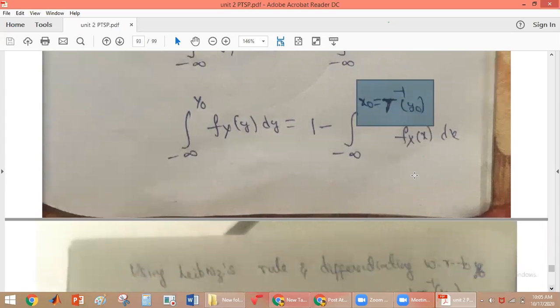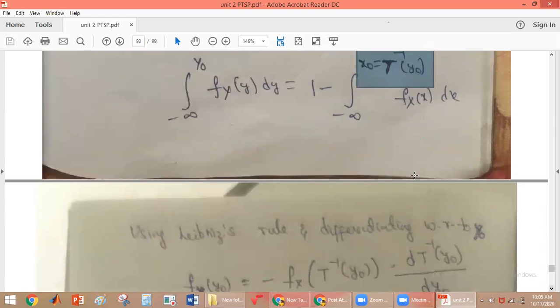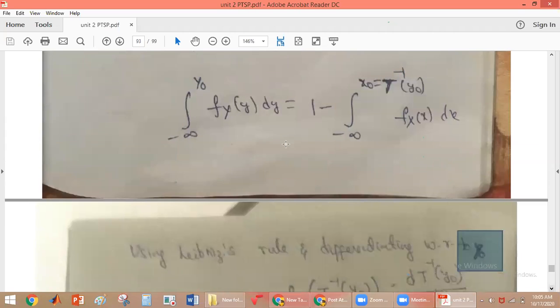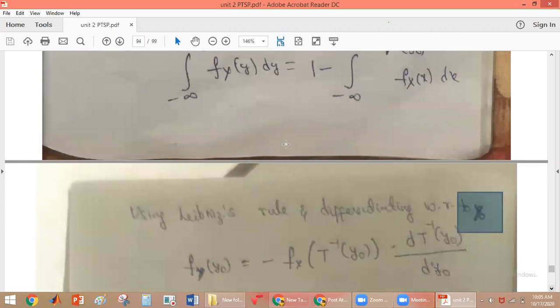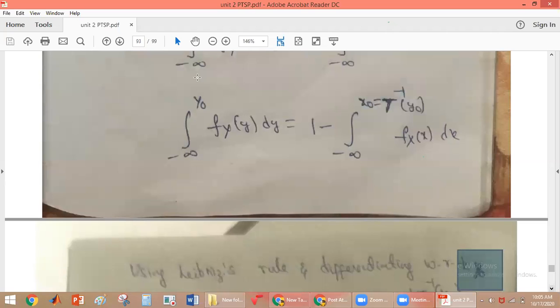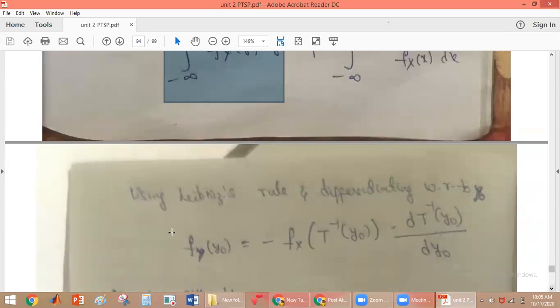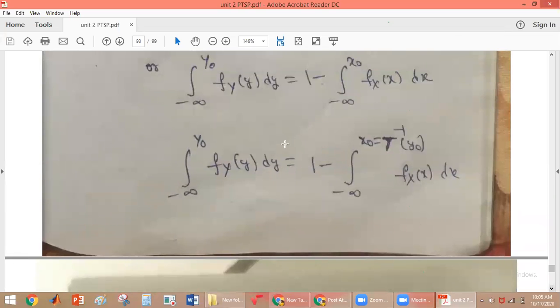Now in the previous case, what did we do? We differentiated both sides of this equation with respect to y naught and used Leibniz rule. If you differentiate both sides with respect to y naught, on the left side we will be getting fy of y naught. On the right side, the differentiation of 1 is 0, so we will be getting this minus sign here.